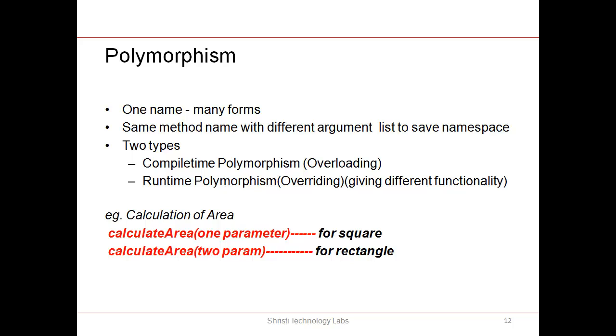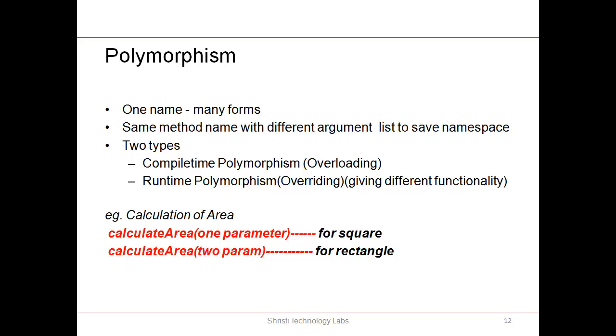There are two types of polymorphism. One is called compile time polymorphism. The other one is called runtime polymorphism. Compile time polymorphism is also called overloading. In overloading, there are two types, method overloading and constructor overloading. What is overloading? Overloading means the method is overloaded with one to many parameters, and depending upon the call, that particular method will be called. This is called compile time polymorphism.